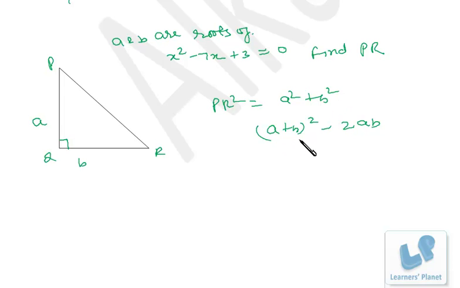Now A plus B is the sum of the roots. Coefficient of x is negative, so coefficient of x is minus 7. So minus 7 and negative 7, square will be 49 minus 2AB. AB is the product of the roots. That's 3. So that's 43, right? So PR square is 43. That means PR is root 43. Depends upon the options. Your answer must be something around 6 point something or maybe root 43. Whatever is there, you can mark easily.